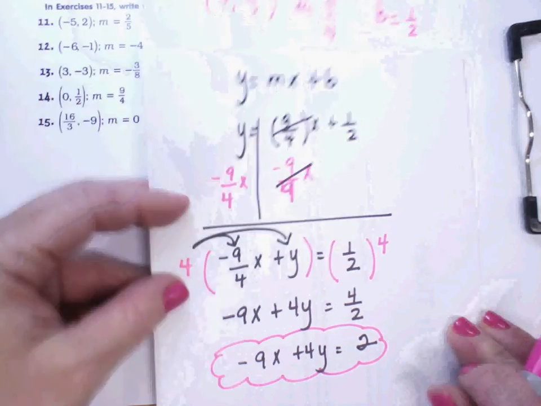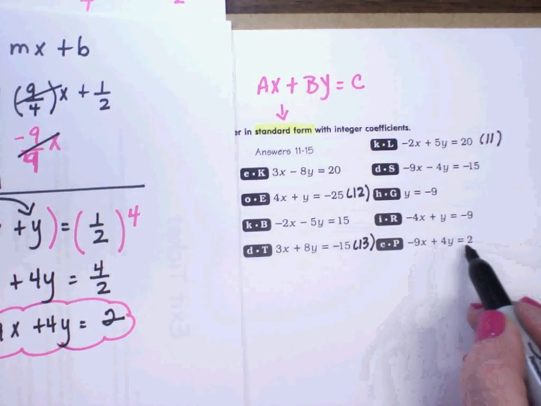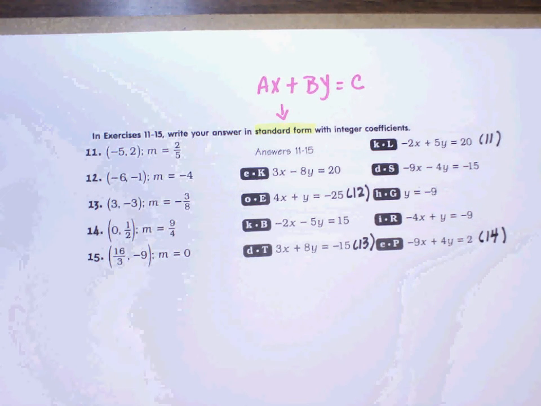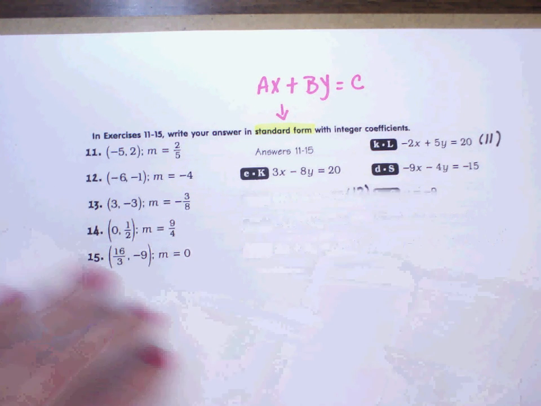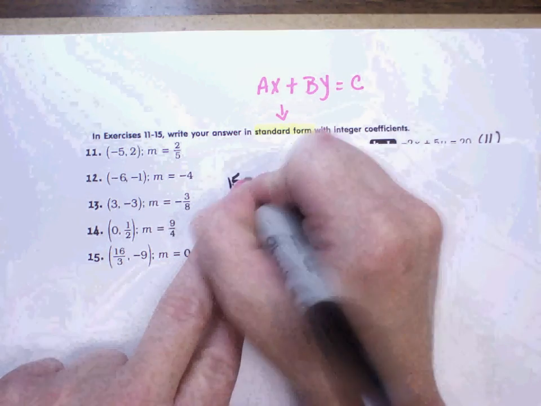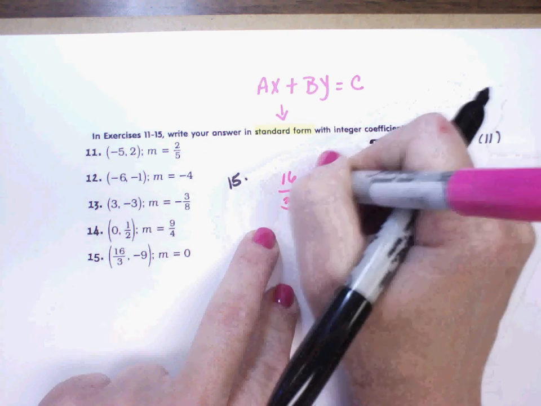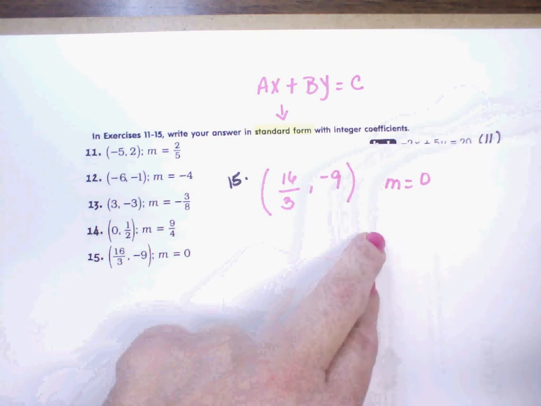So let me see if I have that one. If I did it correctly, I have that one. Minus 9x plus 4y equals 2. That would be number 14. All right. Let's go to the next one, the last one. All right, so for number 15, my point is 16/3 and negative 9, and my slope is 0.